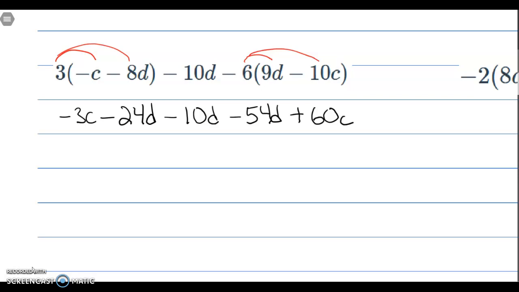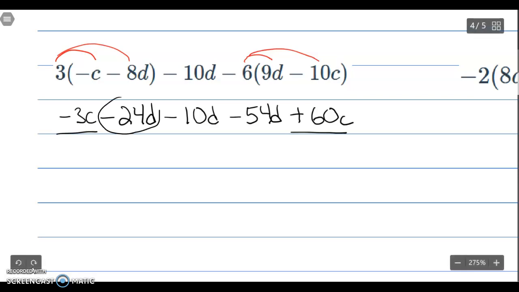All right, now I'm going to go ahead and identify my like terms here. I'm going to underline the ones with c. So I've got negative 3c and positive 60c. And then I've got a negative 24d, a negative 10d, and a negative 54d.